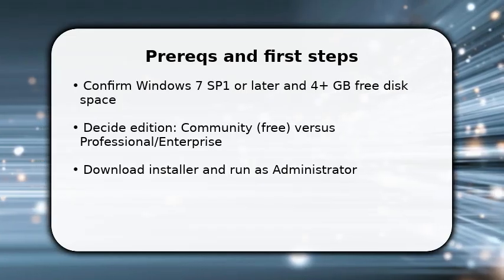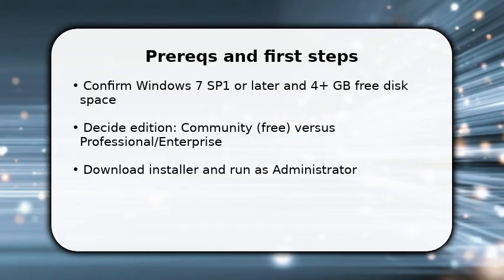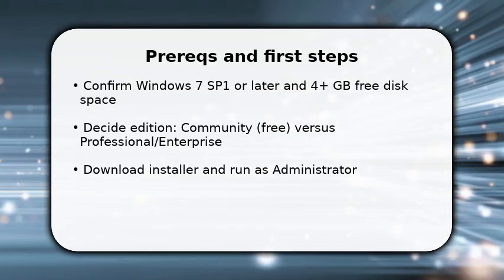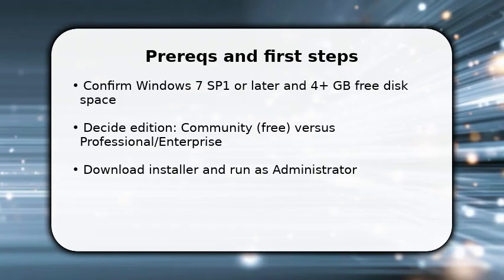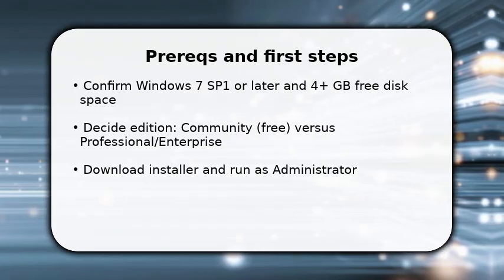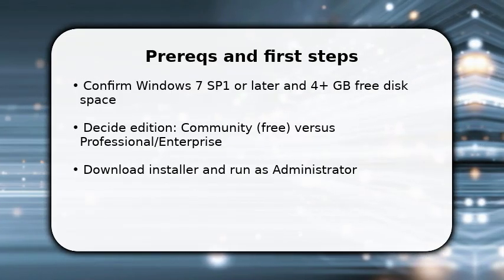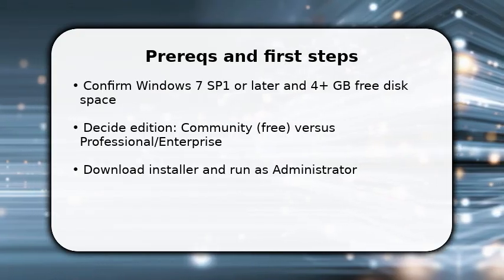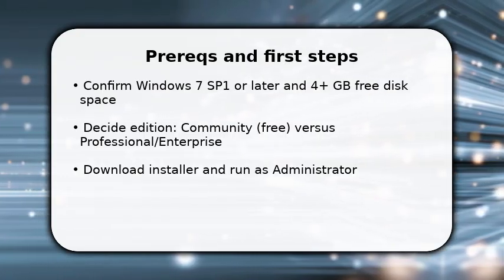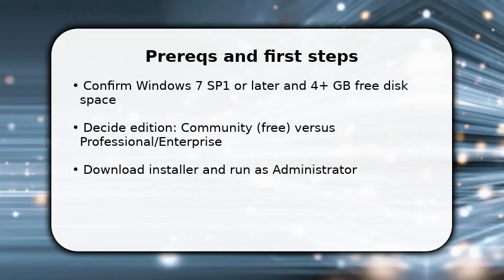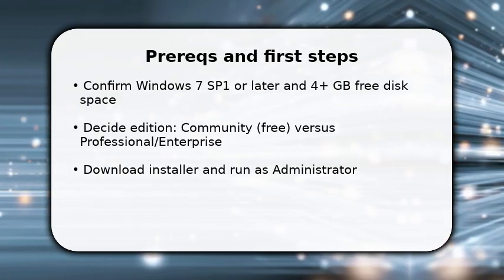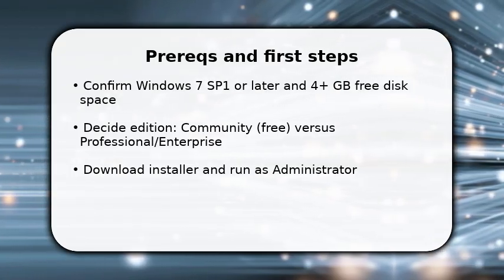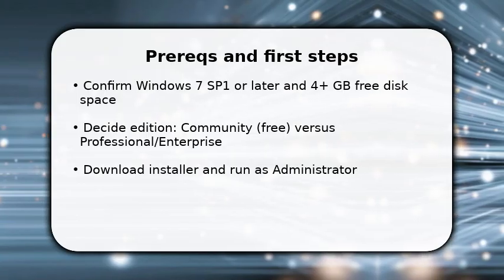To start, confirm your PC meets the prerequisites: Windows 7 SP1 or later, roughly 4 GB of free disk space, and .NET updates. Next, choose the edition. Community is free for individual use, or choose Professional or Enterprise if your license requires it. Once decided, download the Visual Studio 2019 installer and run it as administrator to avoid permission prompts.